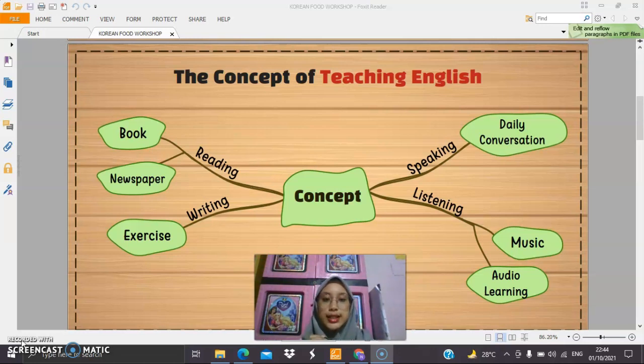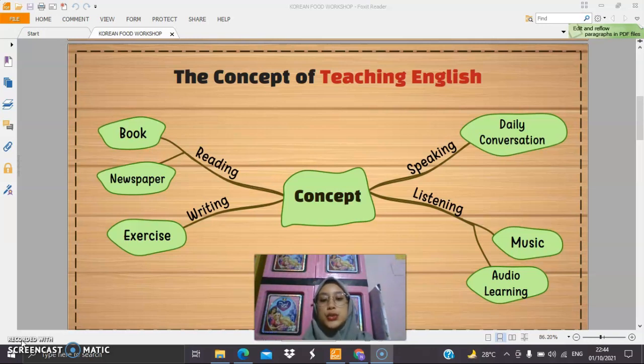The teachers can use English in class, or the teachers can use both Indonesian and English apart from everyday conversation. The second point is listening. By listening to music, we'll sharpen their hearing of the words that are pronounced.